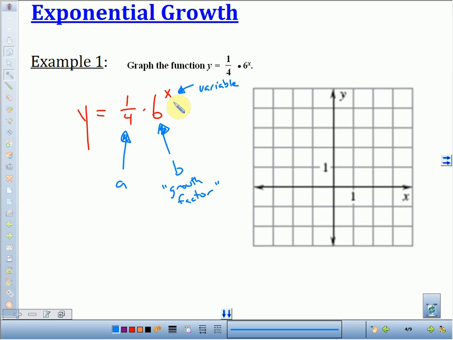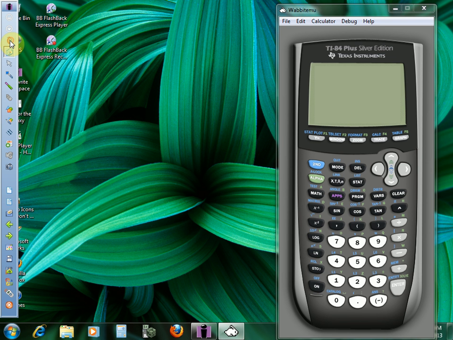So our variable is in the exponent. This is an exponential function. A is 1/4, b is 6. Since a is positive and b is bigger than 1, this is an exponential growth function. Now, in order to graph this, there are a number of ways we could do this by hand, but we're going to skip all that because these functions are a little bit tricky, given the values that they throw at you. So we're just going to jump straight to the calculator. And here's how we're going to do this. We're going to go to our calculators.